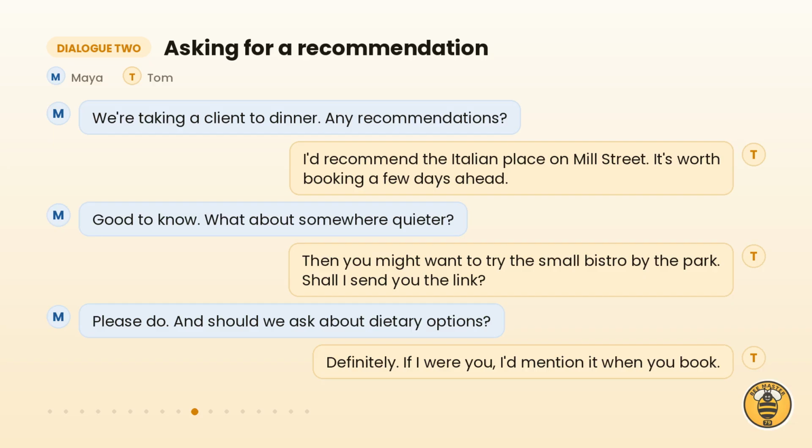Good to know. What about somewhere quieter? Then you might want to try the small bistro by the park. Shall I send you the link? Please do. And should we ask about dietary options? Definitely. If I were you, I'd mention it when you book.